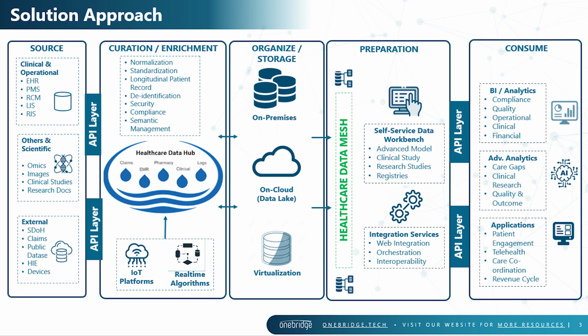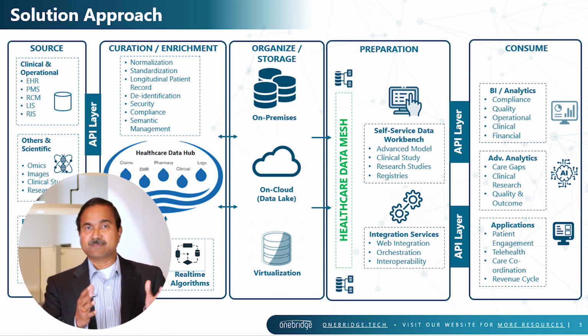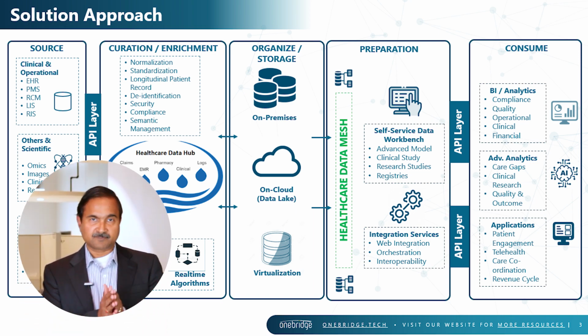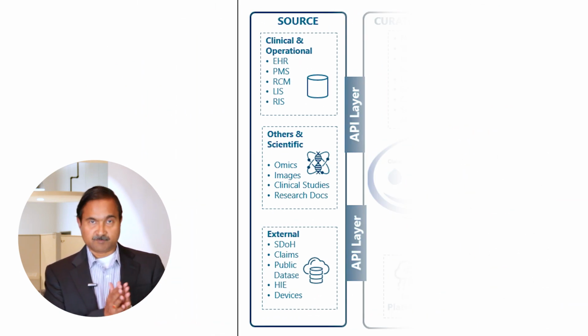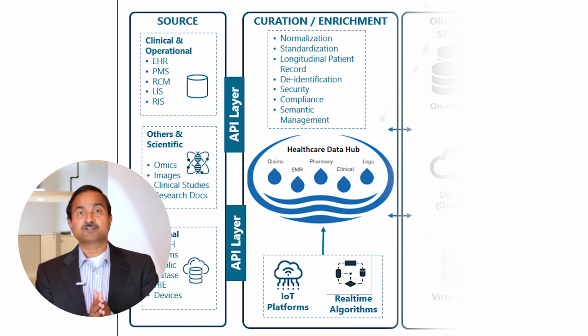Now, if you look at the overall approach, the approach is in 5 different steps. The first one is identifying the sources which have to be brought together. The second one is curating that data, sanitizing that data, and bringing it to a level of quality so that it can be taken, stored and organized.